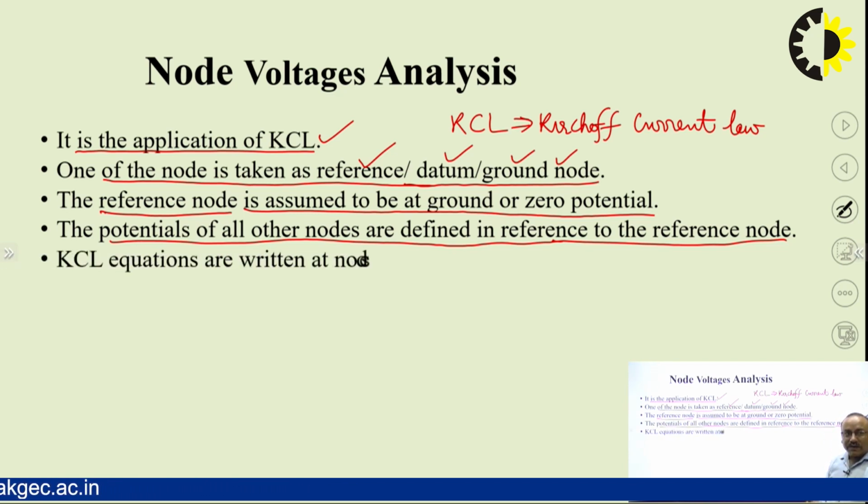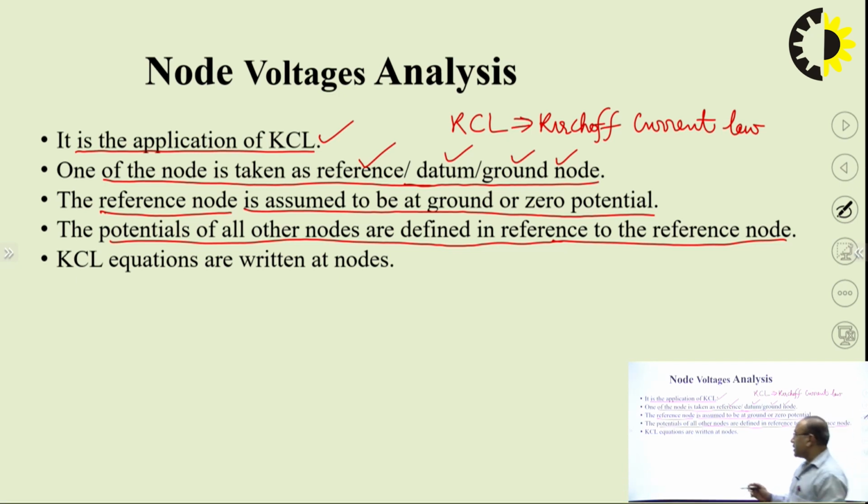Then finally we write KCL equations at different nodes, and by solving those equations, we come to know the potentials of different nodes. And once we are able to find the potentials of different nodes, we can find the current in different branches, and we can find voltages across different branches. We can also find the electrical power supplied to a branch with the help of it.